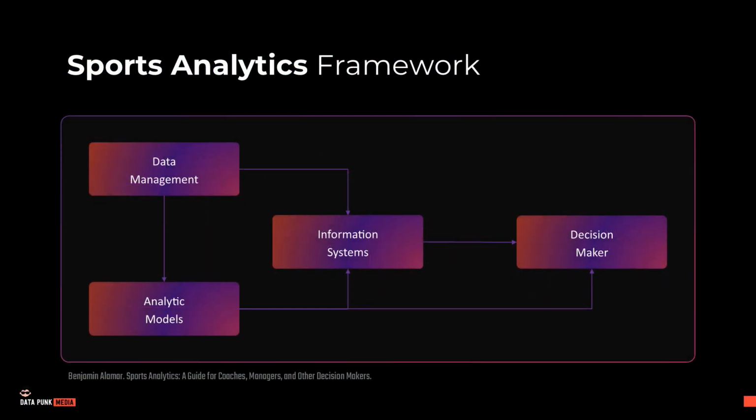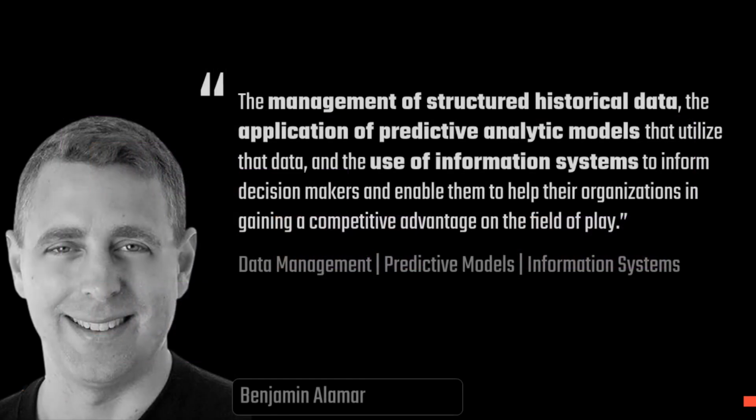In his book, Sports Analytics, Alamar outlines a simple sports analytics framework, which is made up of 4 key components. 1. Data management. 2. Analytic models. 3. Information systems. And 4. Decision maker. This framework helps describe how different components of the sports analytics process come together to help inform the decision-making process.